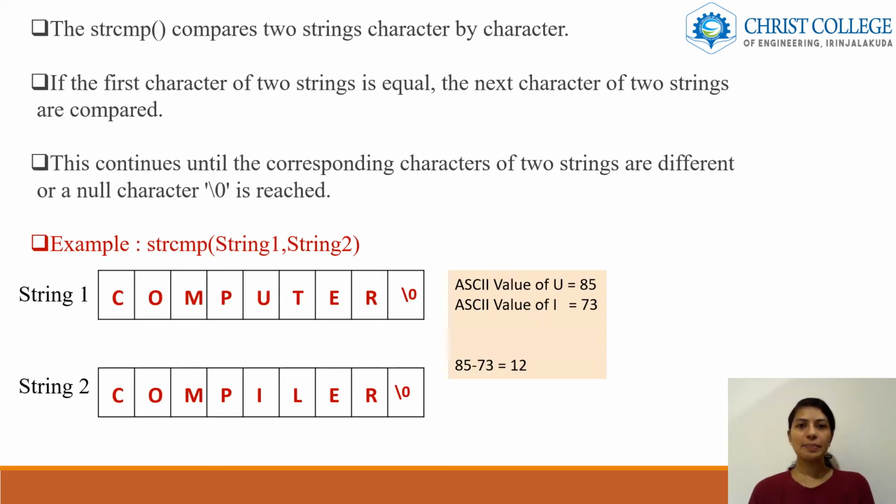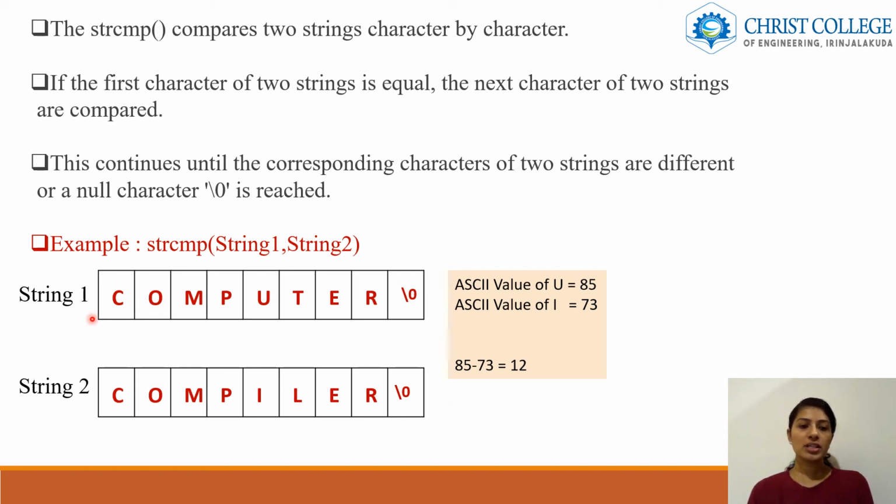Let's see the strcmp function in detail. The strcmp function compares two strings character by character. The strcmp function will return a value 0 if the two strings are equal, and it can return a positive value or a negative value if the strings are not equal. How is this calculation done? Let us see with an example.